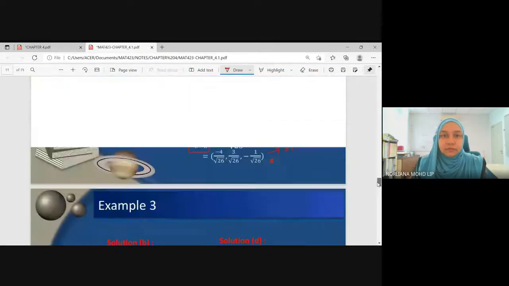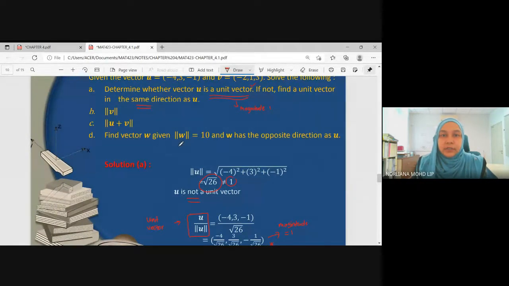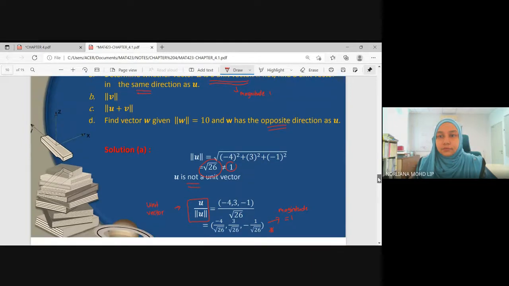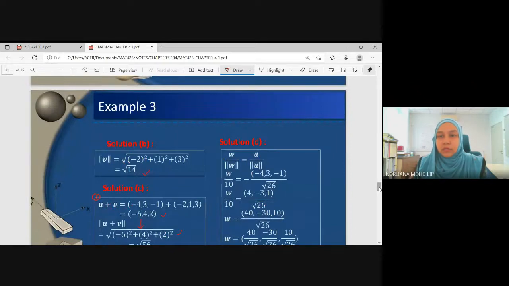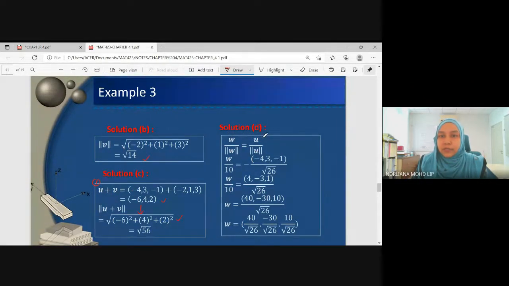Okay, question D. Find vector W given that the magnitude of W is equal to 10 and W has the opposite direction as U. First we have to use the formula for the unit vector, U over the magnitude of U. So the unit vector for U is equal to the unit vector for W, which is W over the magnitude of W. Given that the magnitude of W is equal to 10, W over 10 is equal to the unit vector for U.